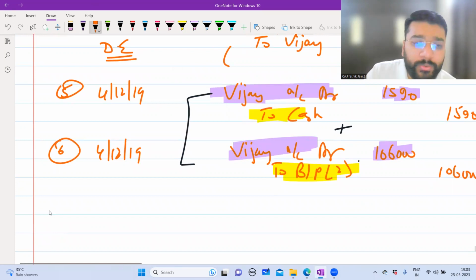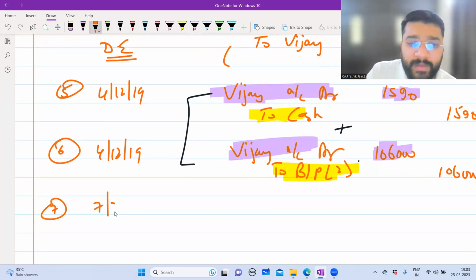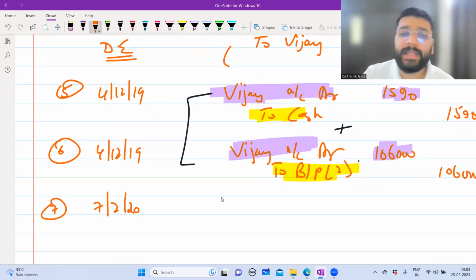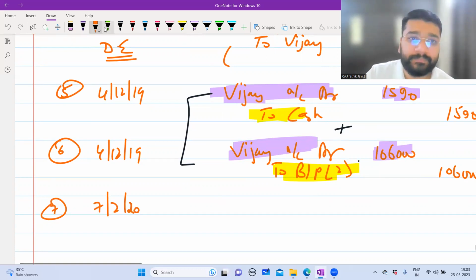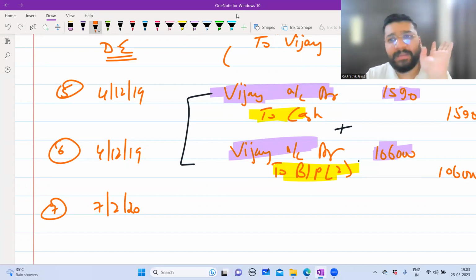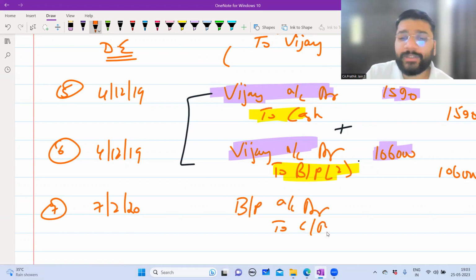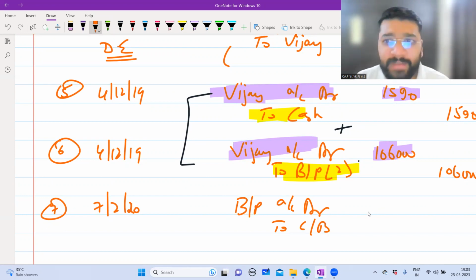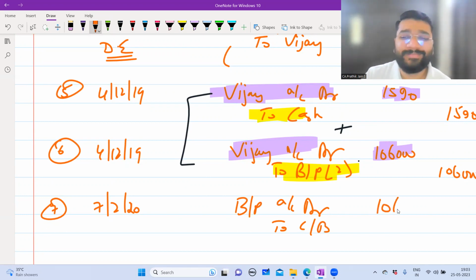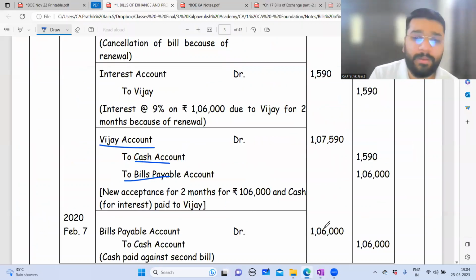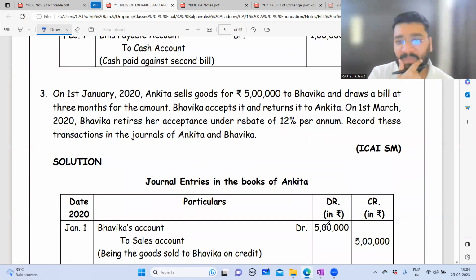Guys, then what happens? On the due date, 7th Feb 2020, what is the entry, please? No response. All of you slept, I know. Vijay account debit to bills payable, cash or bank account debit. How much value? 1,07,590. So 1,06,000. 1,06,000. Excellent. That's all, people. Any problem? No, sir. Then do next question.